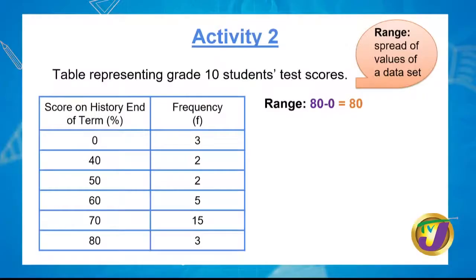And we're seeing that the mode from this table is 70. I get 70 because I'm seeing from the frequency of all the percentages, 70 has 15 students getting a percentage of 70%. So most students got 70. Most of the students were getting 70%. So that would be the mode for the class.